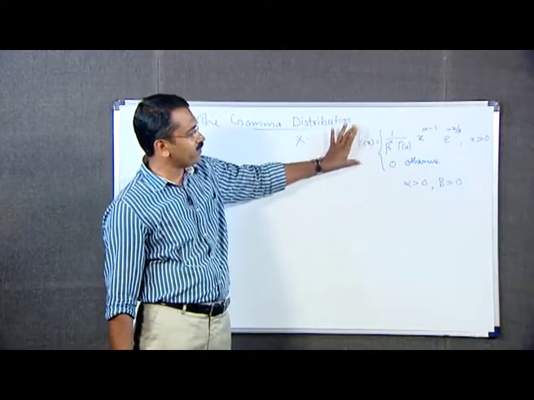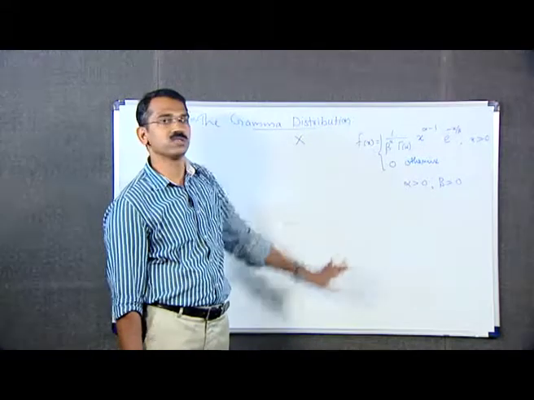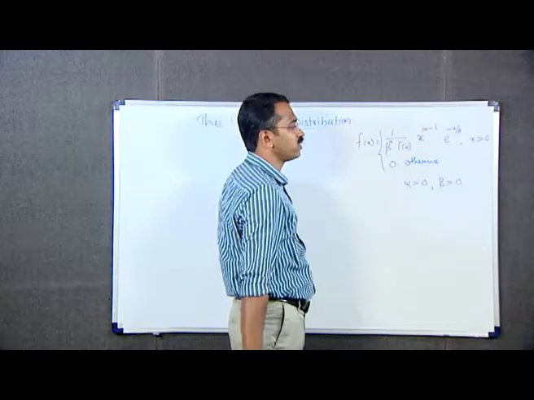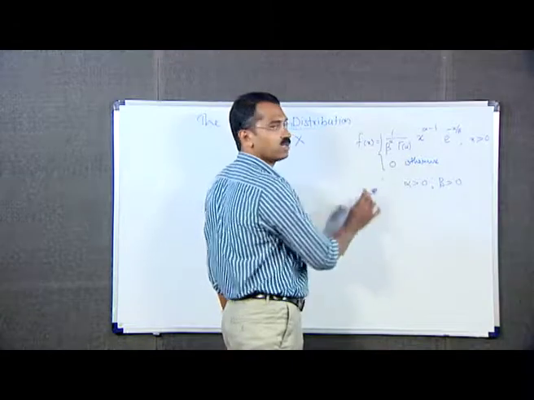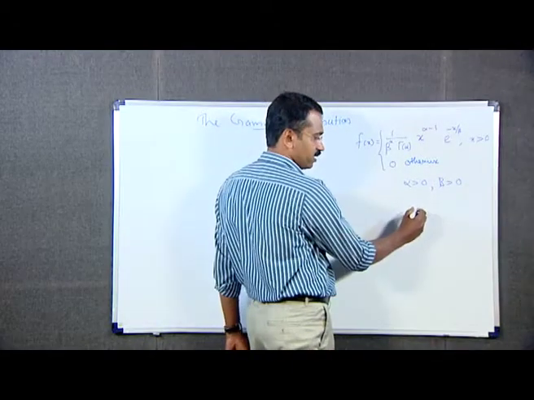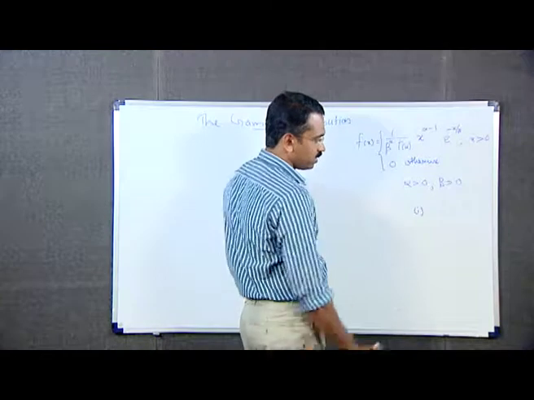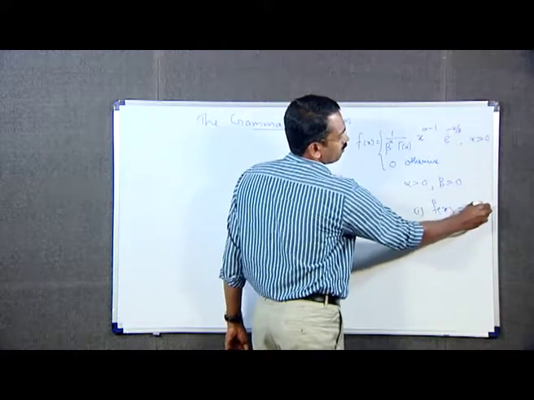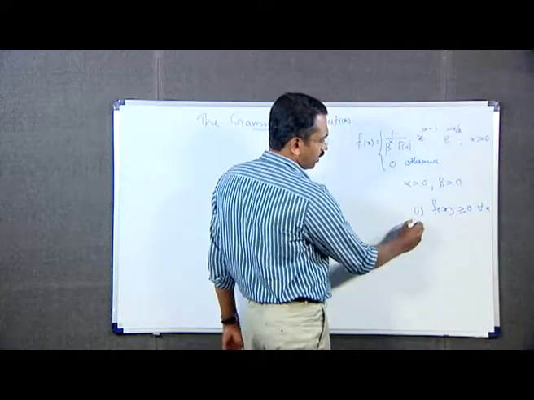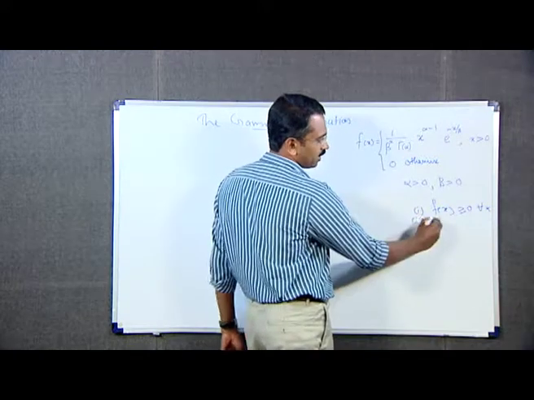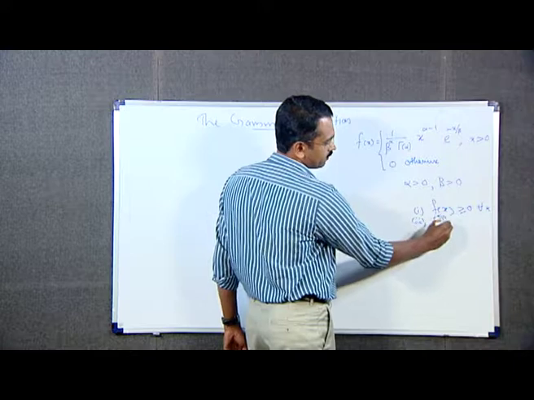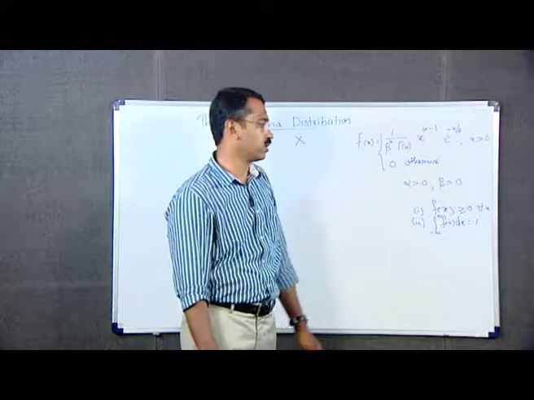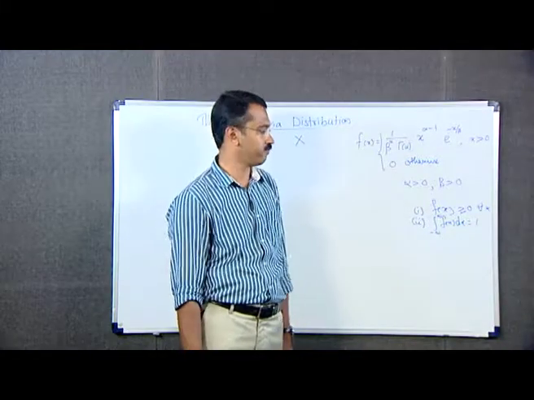We have to verify that this f(x) defines a PDF. The two conditions for a function f(x) to be the probability density function of a continuous random variable X are: first, f(x) is greater than or equal to 0 for every value of x, and second, the integral from minus infinity to infinity of f(x) dx is equal to 1. These are the two conditions for a function f(x) to be a PDF.